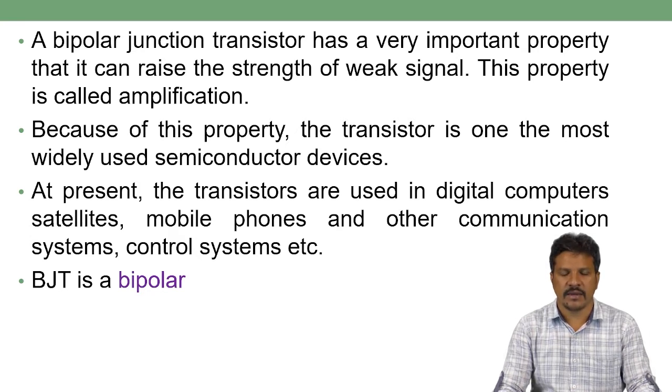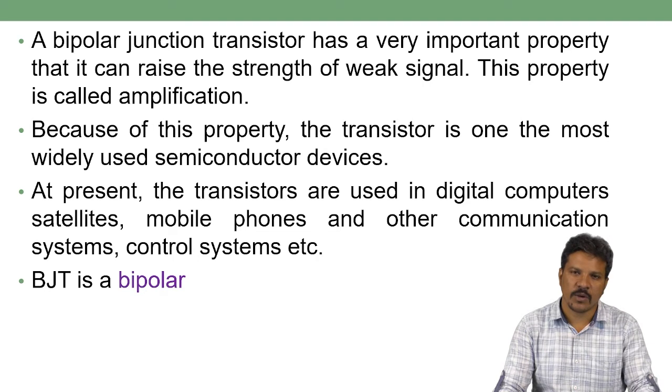This BJT is basically bipolar. Why it is called bipolar: the current flow in the BJT is due to both majority and minority carriers, both electrons and holes, due to which it is called bipolar. Whereas in some other transistors, in contrast, the FET, field effect transistor, is unipolar, in which the current flow is due to only majority charge carriers.